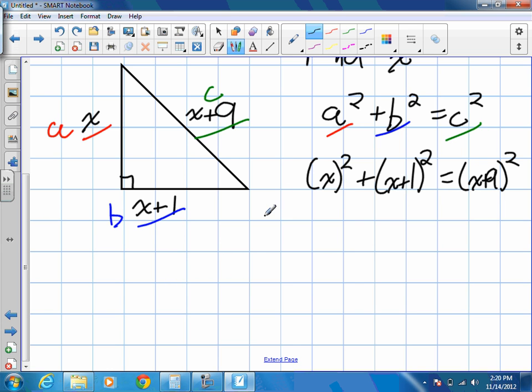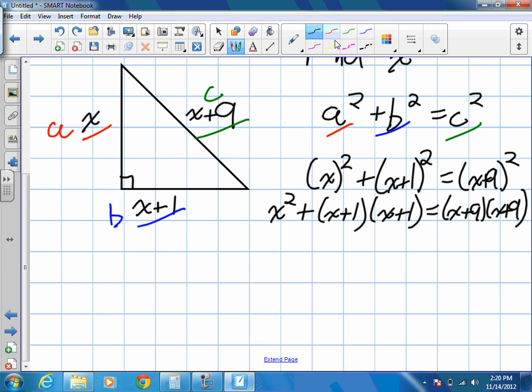Well, this will become just x squared. This actually becomes x plus 1 times x plus 1. When we have something squared, it means we're multiplying the base by itself twice. We'll have to do the same on the other side. We then use our distributive property. So the x has to go by both terms and the 1. We're then left with x squared. X times x is another x squared. X times 1 is x. 1 times x is x. And 1 times 1 is 1.